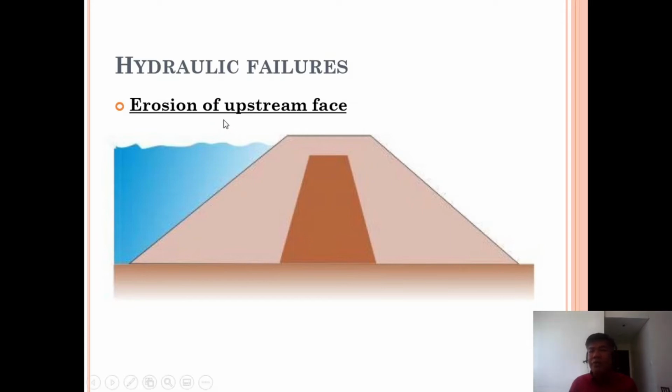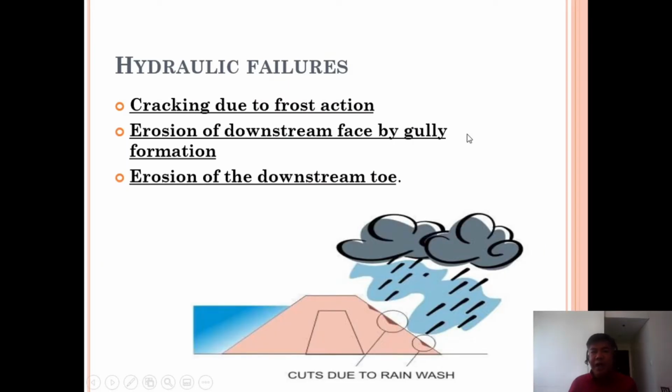Another one is erosion of the upstream face. Because of the pressure of the water and the waves, which are not steady since there are winds in this area, the water is moving. That's why in all designs of earth dams, you always have to include protection here: wave protection, slope protection, and so on. Another one is cracking due to frost action, of course for those areas which have frost action.